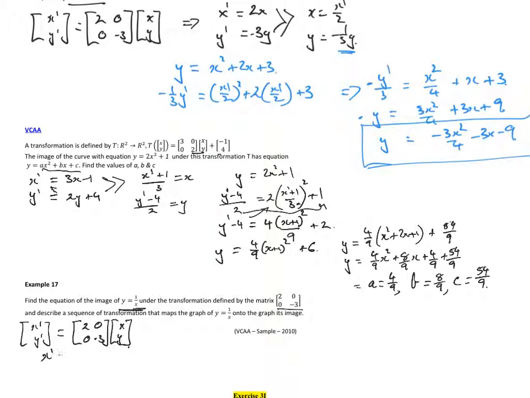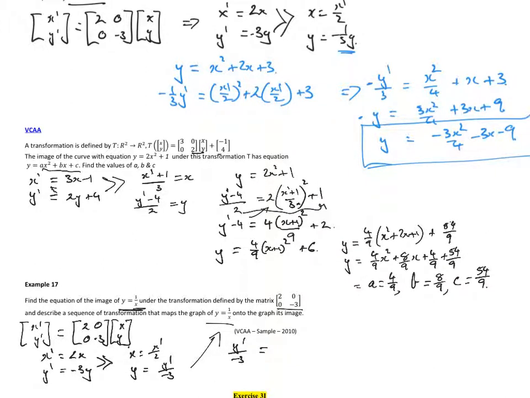So my new x value is equal to 2 times the old x value. My new y value is negative 3 times the old y value. So rearrange so I can work out what values I'm substituting in. So x is x dashed on 2, y is equal to y dashed on negative 3. And substitute those into our equation, y equals 1 on x. Or again, whatever equation we get given.